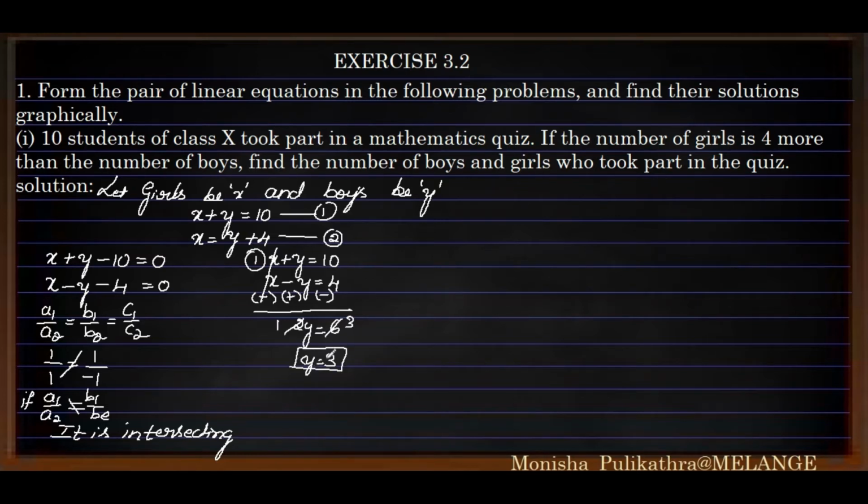For this we need to substitute this value into equation 2. I am substituting it into equation 2. So equation 2 is X is equal to Y plus 4. So X is equal to, Y is 3, 3 plus 4 is equal to 7. So this is the value for X. So 7 comma 3 is the point of intersection. So this is the intersecting point.